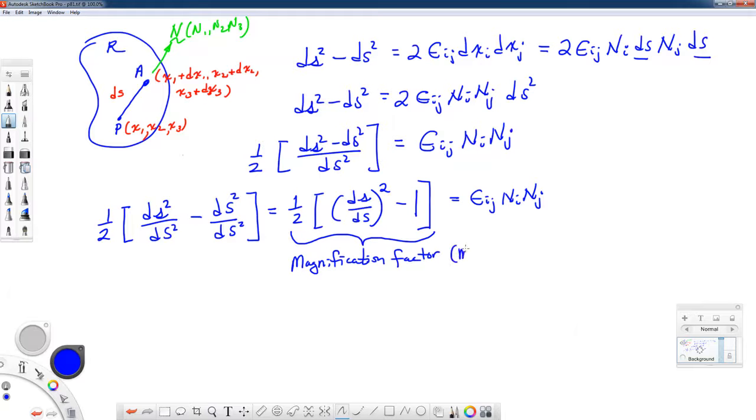And I'm going to abbreviate that as MF. Now that term doesn't look like it makes a whole lot of sense right now, but we'll get a better feel for it here very soon. So we'll call that just the magnification factor. But inside of that magnification factor term is this ratio of d script s by ds. And that is a term that we're going to call the magnification ratio.